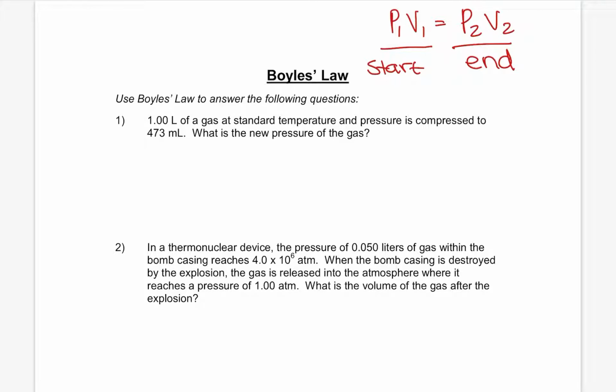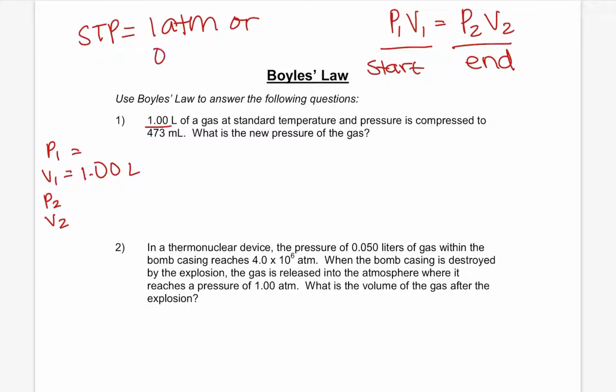Use Boyle's law to answer the following questions. 1 liter of gas at standard temperature and pressure is compressed to 473 milliliters. What is the new pressure of the gas? What I like to do is list out everything that's stated to me: my P1, my V1, my P2, V2. It tells me 1 liter of gas at standard temperature and pressure. So 1 liter is our volume, 1.00 L. We said that STP is going to equal 1 ATM or 0 degrees Celsius.